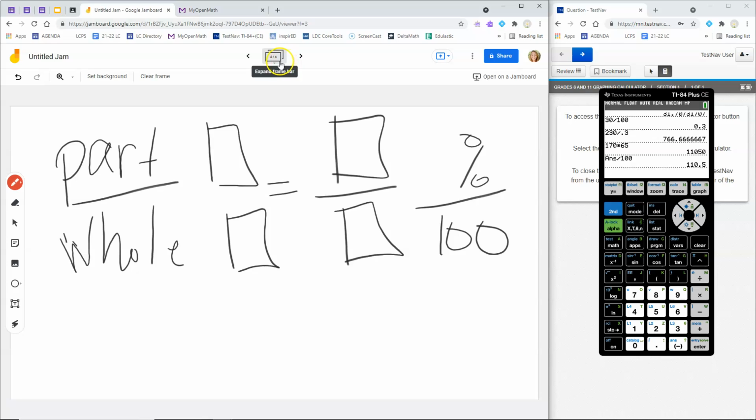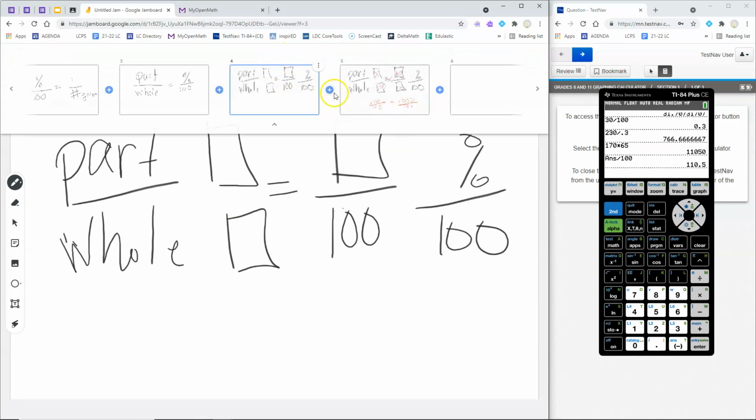All right, so let's do another one. I'm going to put 100 in here because it's going to be 100 no matter what. Always, always 100. Okay, so next question.